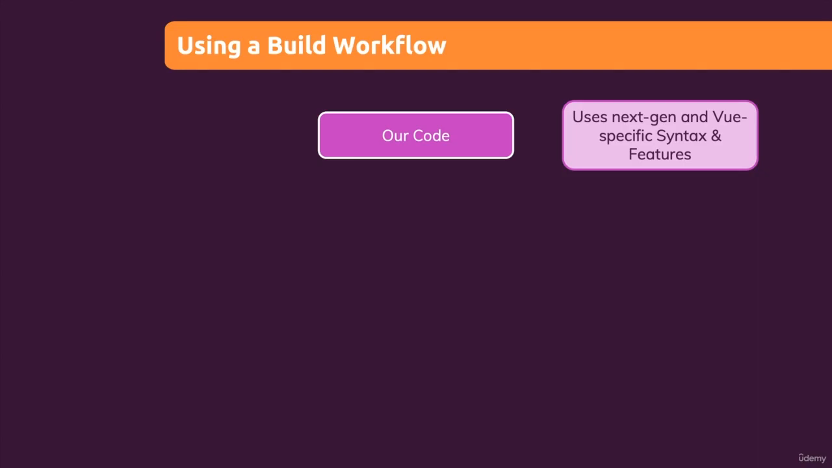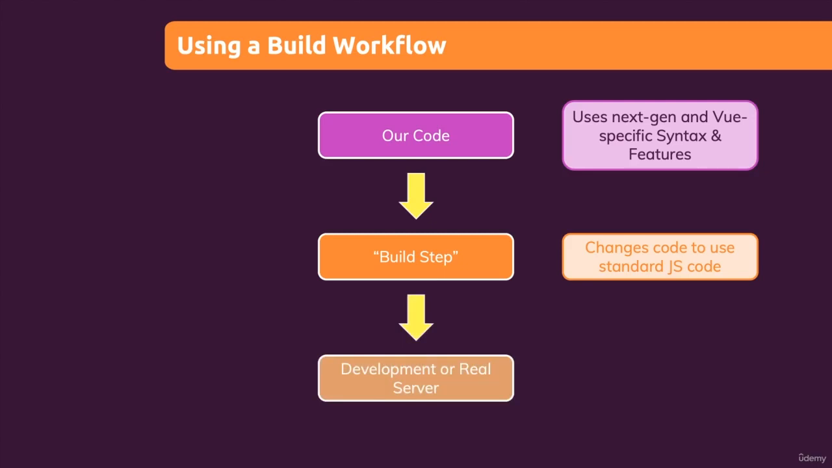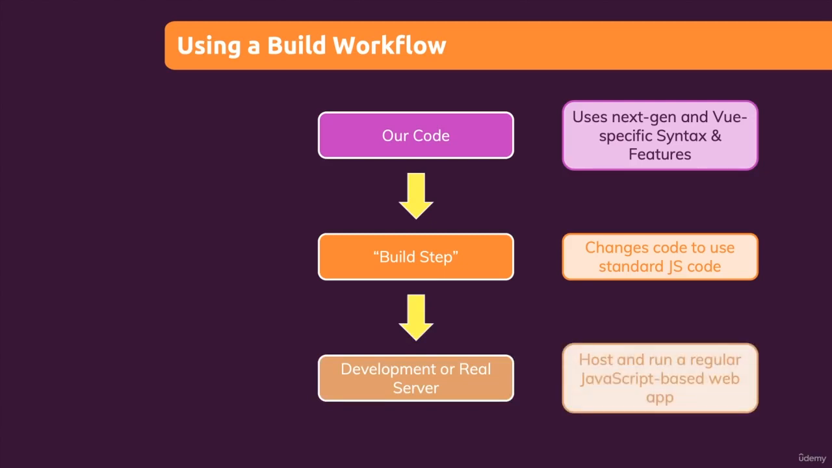But that's the important thing now. The project generated with the Vue CLI has a lot of under-the-hood tools working on our code to transform that code in a so-called build step to code that works in the browser. So that build step is simply just a couple of transformations being applied to our code to change that code to standard JavaScript code with standard JavaScript features that do work in the browser. And then the development or real web server that hosts our app is able to show something on the screen because it only receives regular JavaScript code that just works.